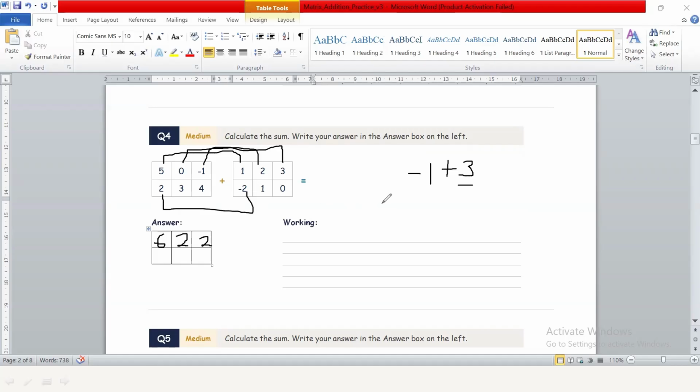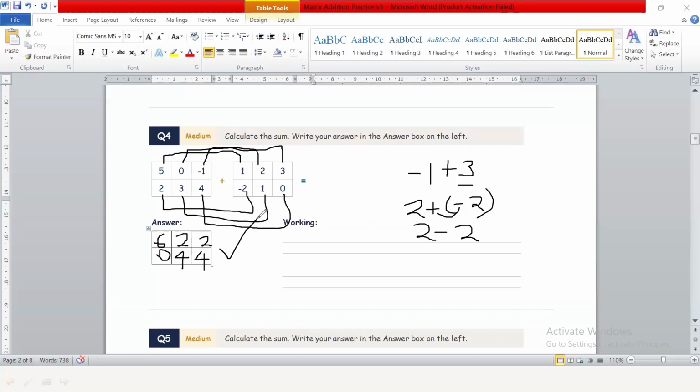We have 2 adding negative 2. So this should give us 2, and of course, the negative sign changes the operation. 2 minus 2 should give us 0. Okay. And then we have 3 adding 1, which is 4. And then we have 4 adding 0, which is 4. So this becomes our answer.